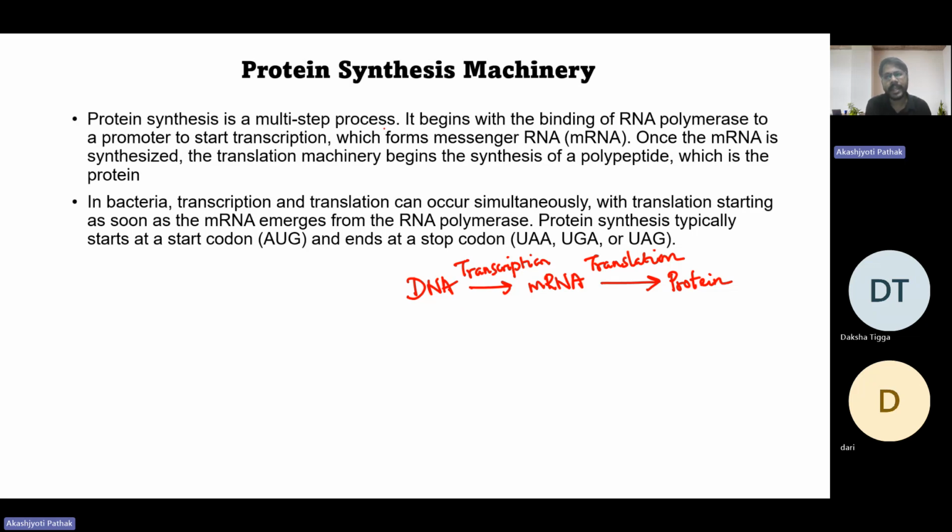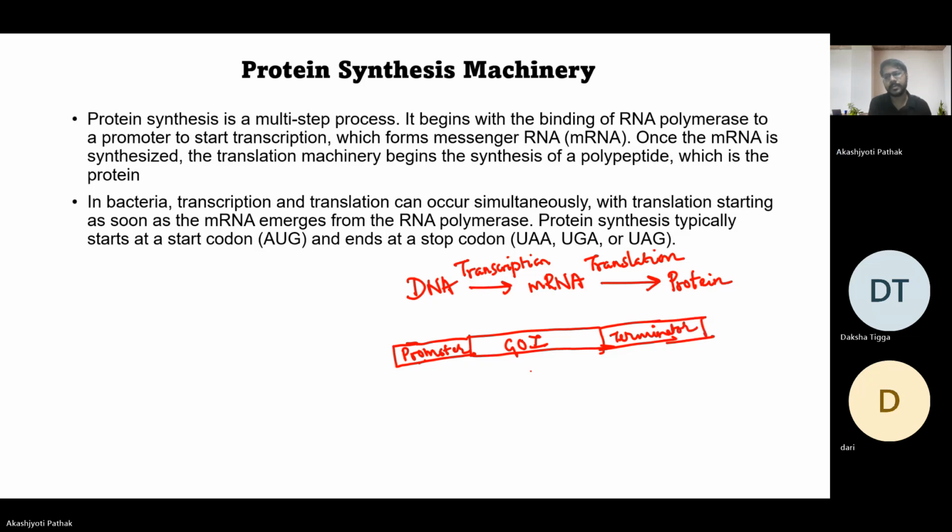It begins with the binding of the RNA polymerase to a promoter to start transcription. So you know about the transcriptional unit, right? Your gene of interest must be flanked by a promoter and a terminator, isn't it? We have learned all this in class 12 as well. So it must be flanked by a promoter, and it must be flanked by a terminator. Okay, so how will this gene of interest be expressed?